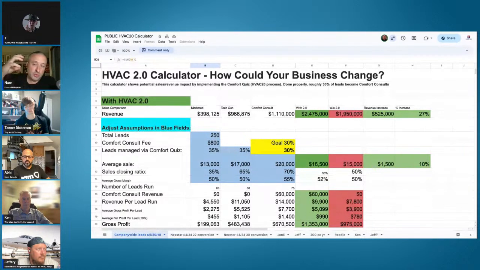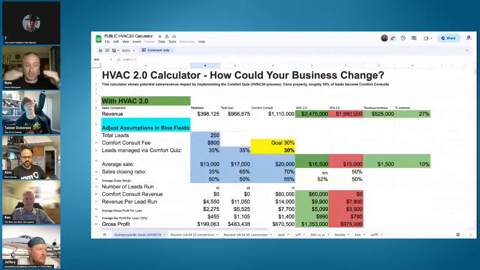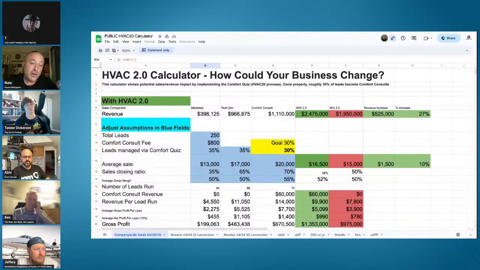And this calculator, this spreadsheet, is the same thought process behind it. Let's see where the numbers match up and what happens. And we've had enough experience, particularly with comfort consults, to have a pretty good idea of what happens to companies. It's not that difficult, if you run the system well, to darn near double your top line sales with the same volume of leads.